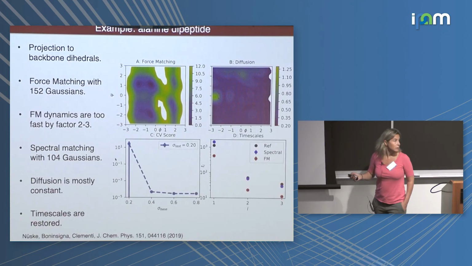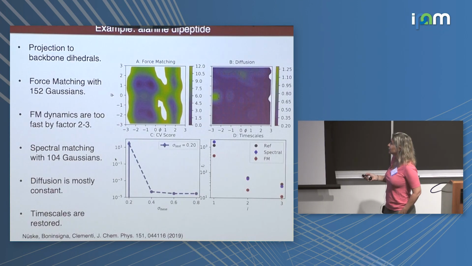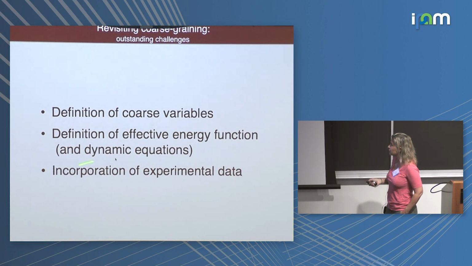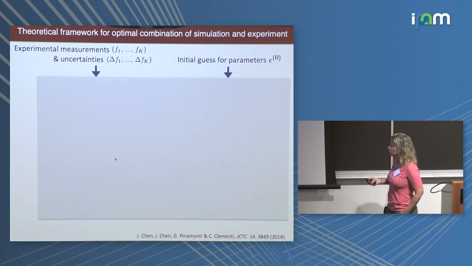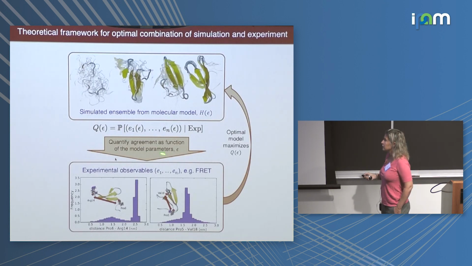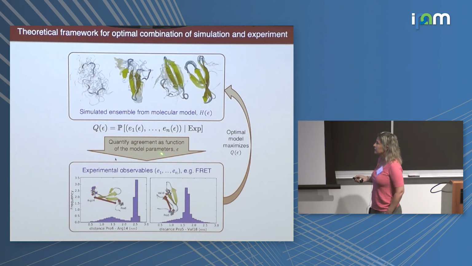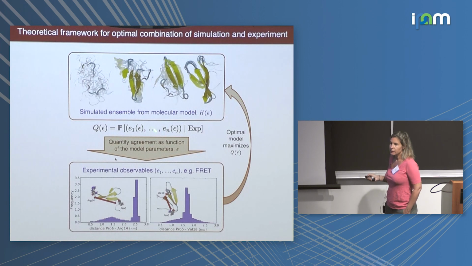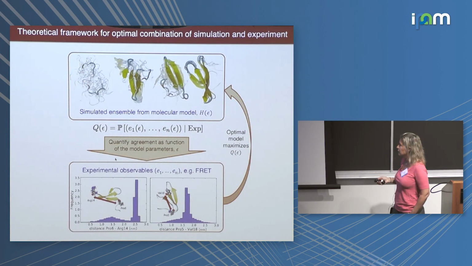Okay, I think I don't have time to talk about anything else, so I wanted to tell you something about the incorporation of experimental data, but just in one slide. We are also designing some machine learning method to use experimental data, experimental observables like FRET distribution or NMR data, to tune the parameters of a coarse-grained model. And eventually we would like to do this in addition to force matching and spectral matching.